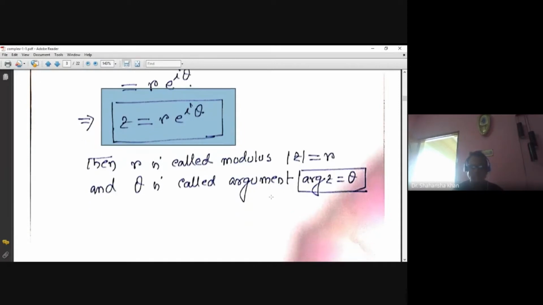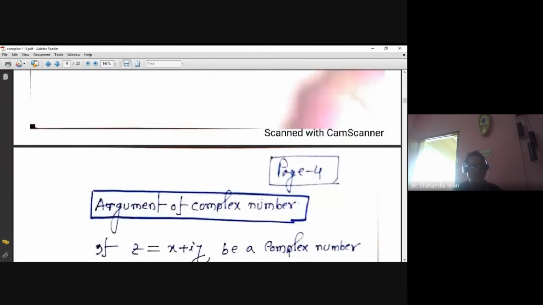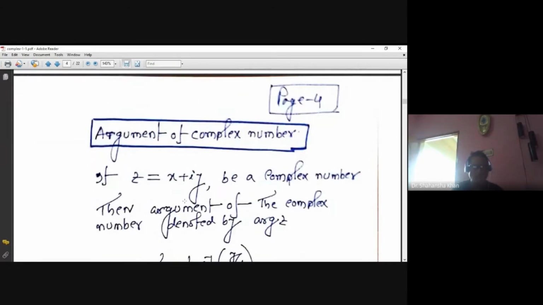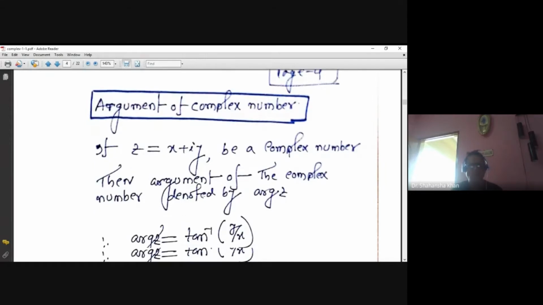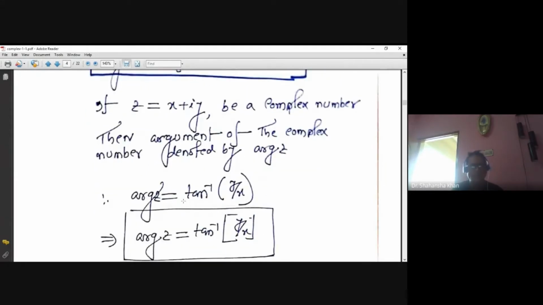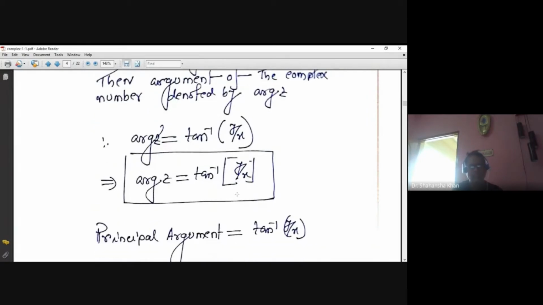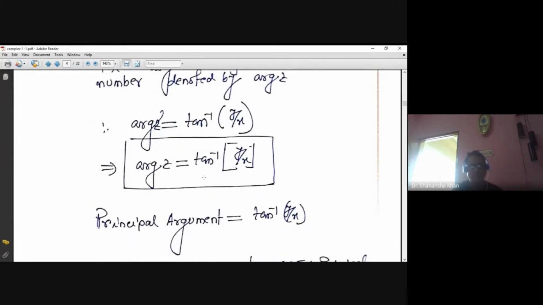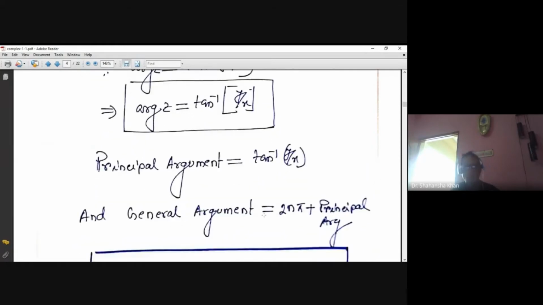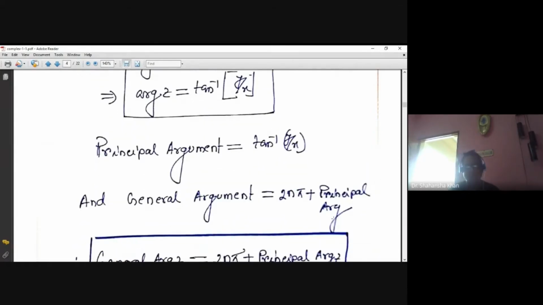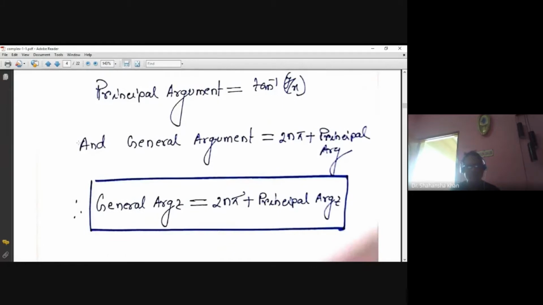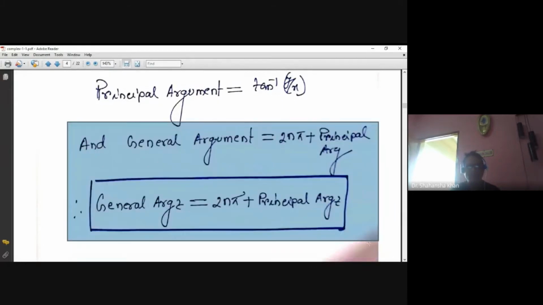Last class we discussed this portion. Argument: suppose z equal to x plus iy is a complex number. The argument equals tan inverse y by x, and this is called the principal argument. If you want to find the general argument, it is 2n pi plus the principal argument. Note this down, everybody. The general argument equals 2n pi plus principal argument.